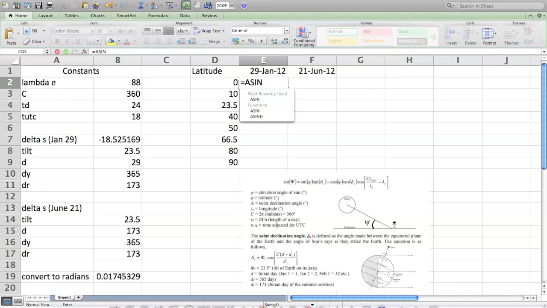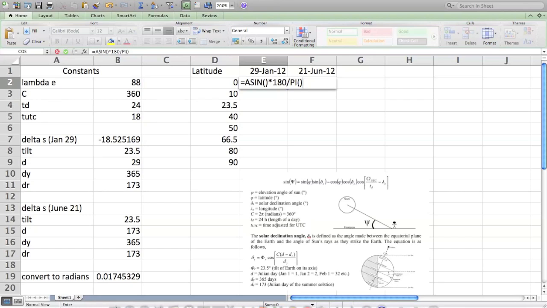In order to do that, I have to hit ASIN. I'm going to go ahead and open and close my parentheses. Now before I do anything else, I want my final answer to be in degrees. So before I put anything else in, I'm going to go ahead and multiply this times 180 and divide it by pi. That tells me that when I get everything said and done here, it will revert back to degrees.